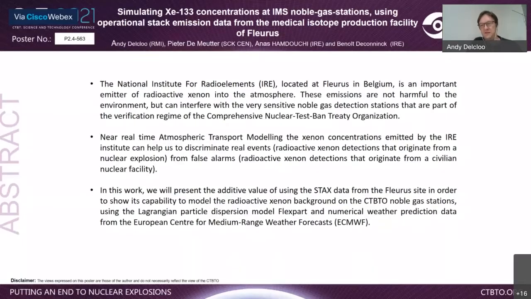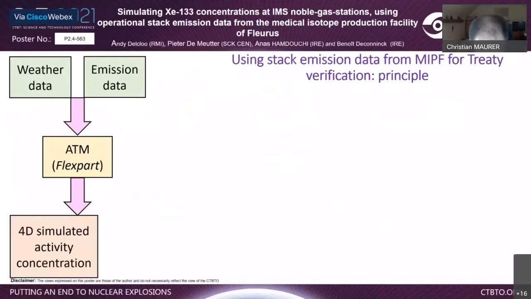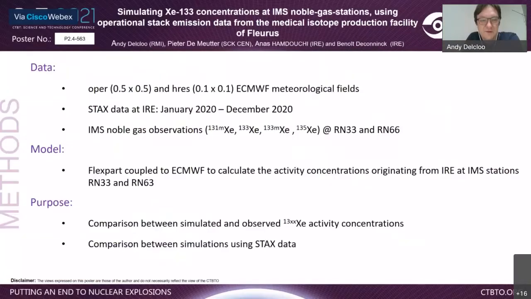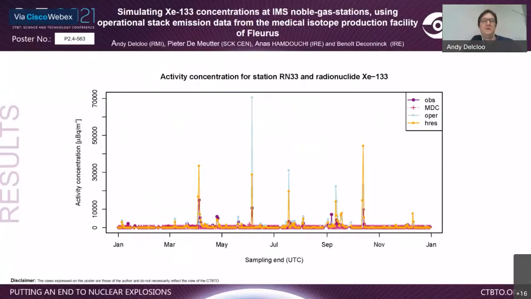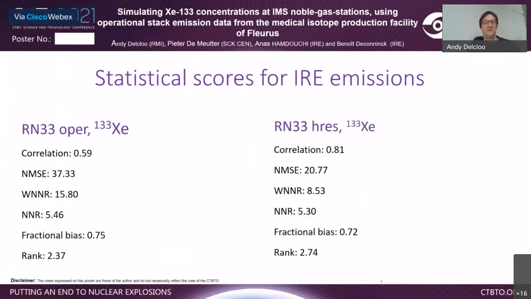And therefore, we have been looking at two stations, RN33 and RN63. And the goal is in the future to even go towards higher resolution meteorological data. For this research, we have been working with data from the ECMWF at 0.5 degrees and 0.1 degrees. So I can give you some hints about the results. First, the results were quite okay, especially for station 33. And also good was that the high resolution data showed better results than the coarser resolution.